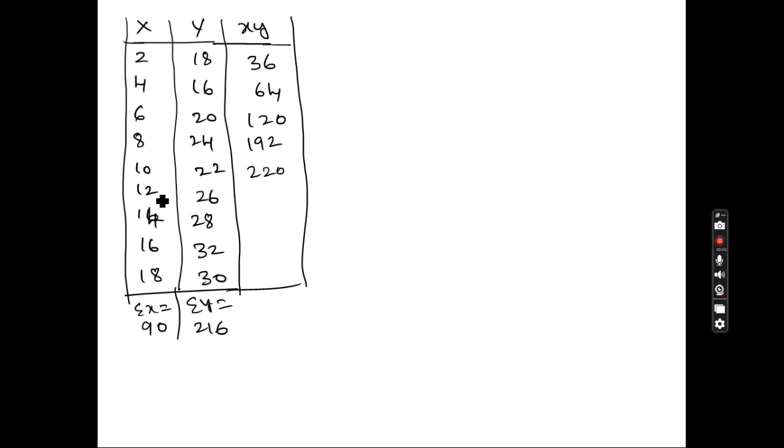Next, 18 times 12 is 312, you get 312, and 28 times 14 is 392. Next, 16 times 32 is 512, and next is 30 into 18, which is 540. I am multiplying all of these, I multiplied only the x and y values. So what will you get here? The xy total. Write down the xy total.